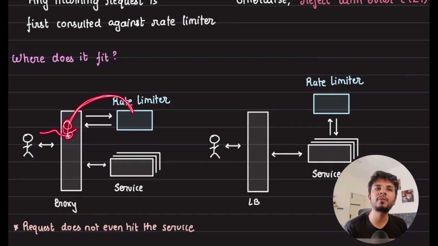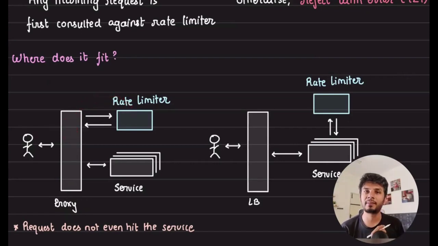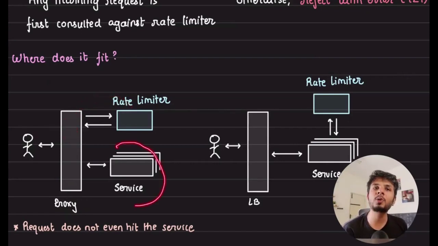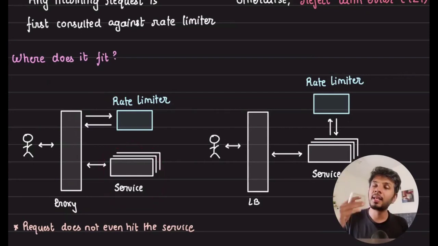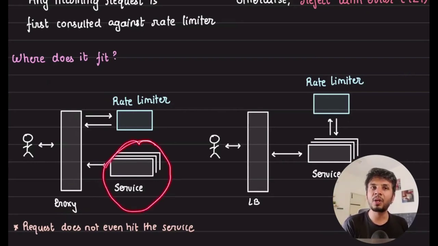If not, you send 429 as a response right here. Which means the request does not even come to your backend service. Let's say you're trying to protect your authentication service, or rather, your payment service. This is your payment service, right? Because you're trying to protect it.